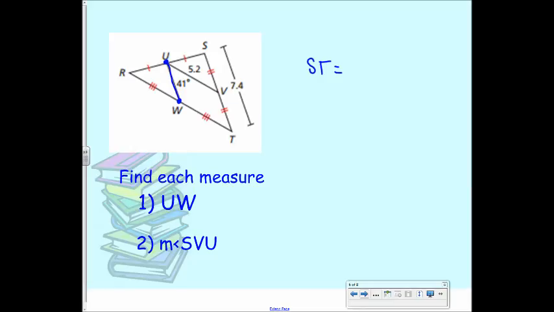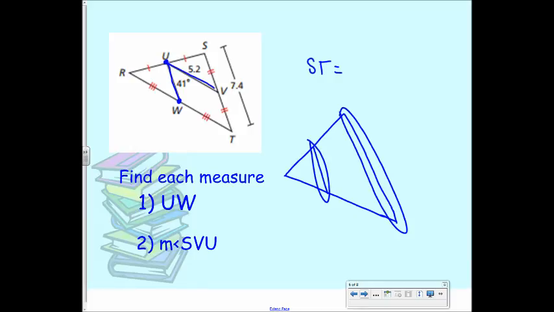How come not UV? Because UV is right here. That's inside the triangle. So again, if you think about it, this one has to go with this one. Like this one right here is in a relationship with this one. So I don't look at UV. Don't look at UV right now. Only look at UW and ST.